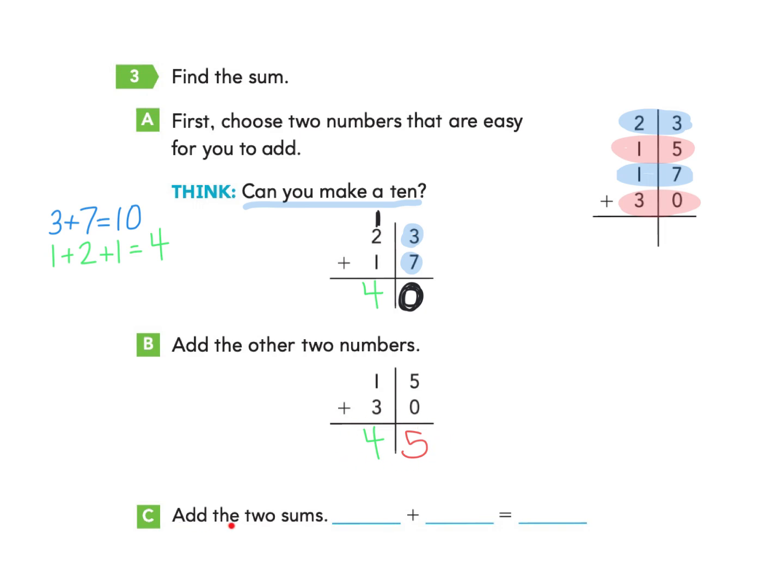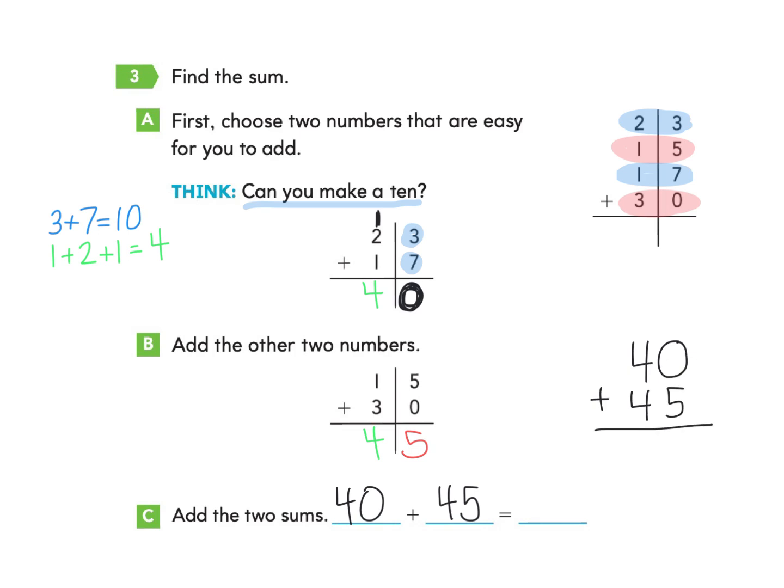And we are going to add the two sums. So we need to put the 40 number here. So we'll write 40 here. And then we need to take this 45 and put that here. So we will write 45. And then we need to add them together. You may want to rewrite this problem to the side to help you solve this problem. You may not need to do this.